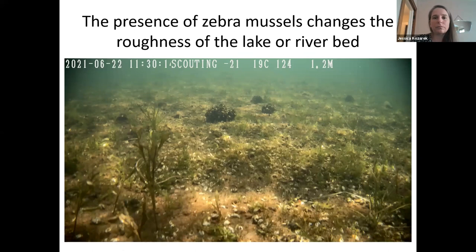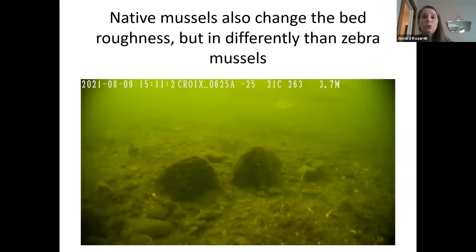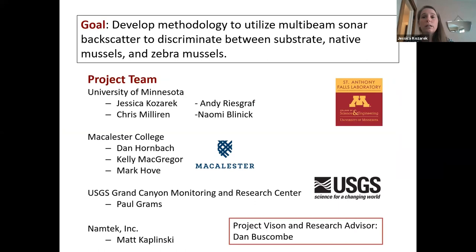As you can expect, the presence of native mussels could also change the roughness of a lake or riverbed, but in a different way than zebra mussels. So here's an image of two native mussels that are embedded in the St. Croix River. And these mussels tend to be much larger and are shaped differently than the invasive zebra mussels. And so they change the roughness and density characteristics of the sediment in a different way than zebra mussels would. And so the overall goal of this project is to develop methodology to utilize multibeam sonar backscatter to discriminate between substrate, native mussels, and zebra mussels.